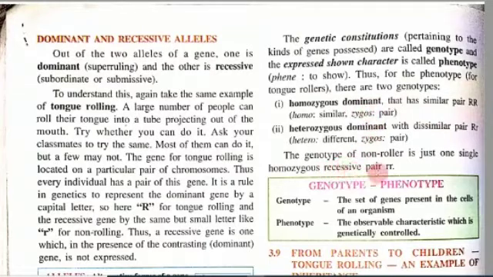Homozygous recessive: small r, small t, or small a. Both alleles are small letters, so they come under recessive. Heterozygous means the gene pair consists of one dominant allele and one recessive allele. Hetero means different. The gene pair consists of a dominant and a recessive character, so they come under heterozygous dominant.